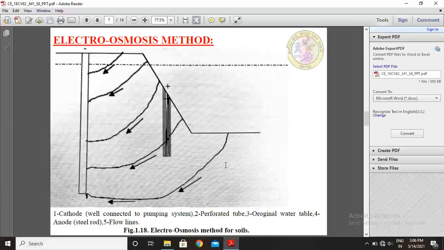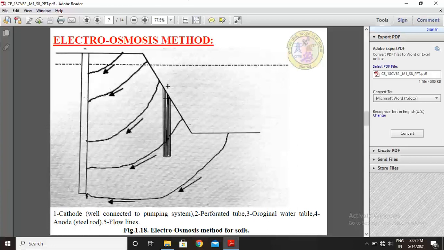Okay, next method is the electro osmosis method. So this is also one more important method of lowering the water, that is, a dewatering method.